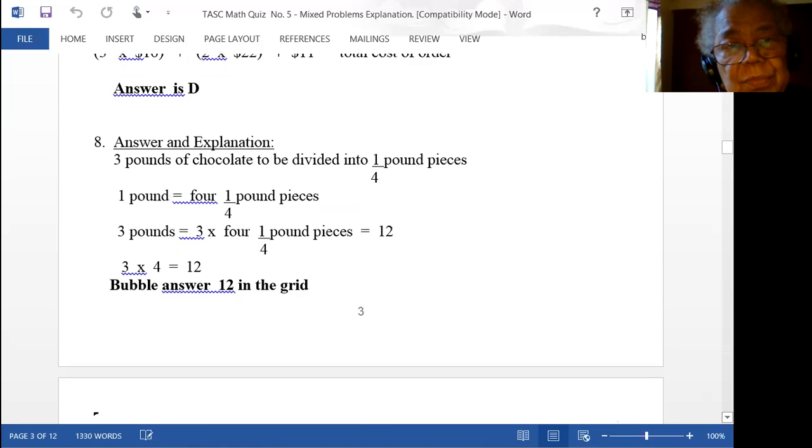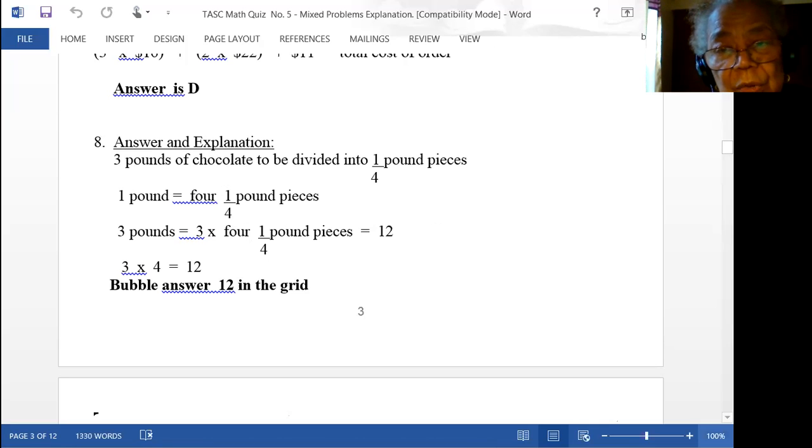Number 8, and this is a grid problem. 3 pounds of chocolate to be divided into 1/4 pound pieces. Now, 1 pound we know is 4 1/4. 4 over 4 is 1. You divide a pound into 4, you get 4 pieces. Now 3 pounds, which is 3 times as much, is going to be 3 times 4, which will be 12. So what you bubble in the grid is 12.